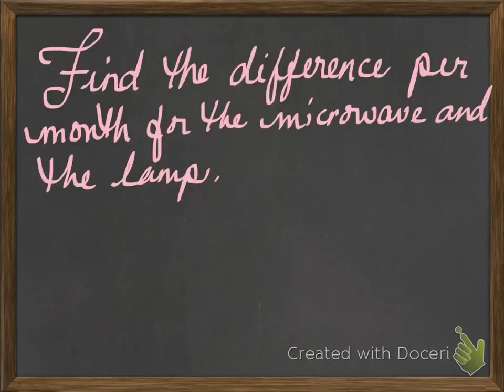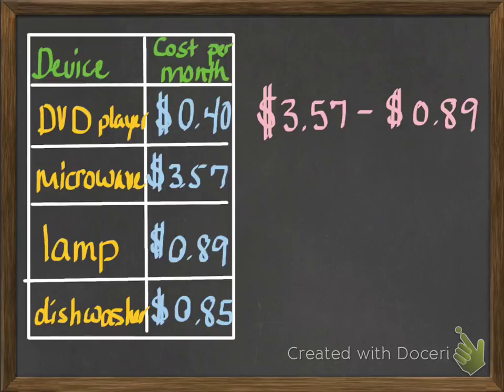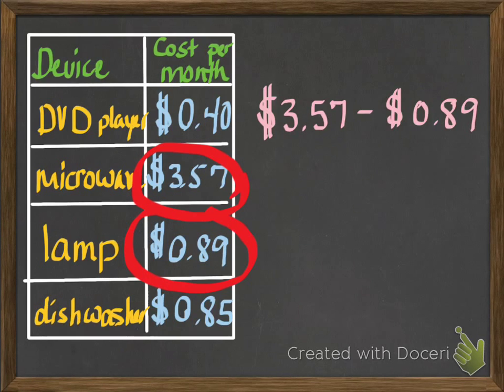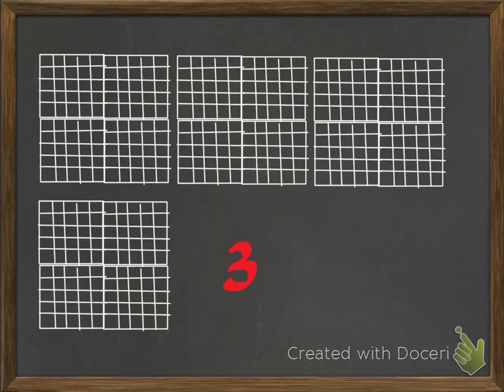Let's practice on another one. Find the difference per month for the microwave and the lamp. So this time I'm going to find the difference, which means I'm subtracting, of the microwave, which is $3.57, and the lamp, which is 89 cents. So I'm going to subtract that using my models. So here's another area model for me to use. So $3.57, and then I'm going to subtract 89 cents.